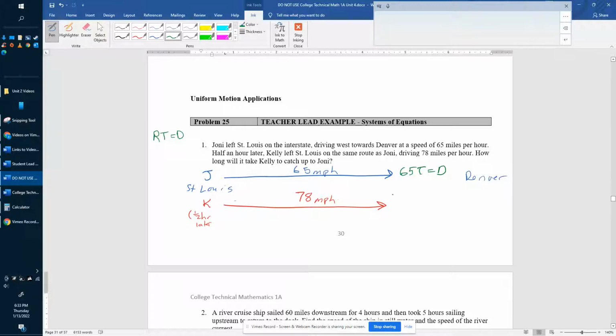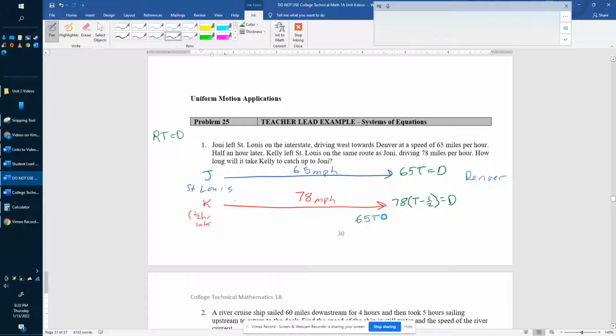We know Kelly left a half hour later. We know her rate is 78 miles per hour. Her time is the same as Joni's, but minus a half hour. We're going to stick with hours just because we're talking about miles per hour, so we don't want to mix up minutes and hours. So we're going to say 1/2 for a 1/2 hour. Now we have these two equations. They're both solved for D, so we can use substitution to solve this.